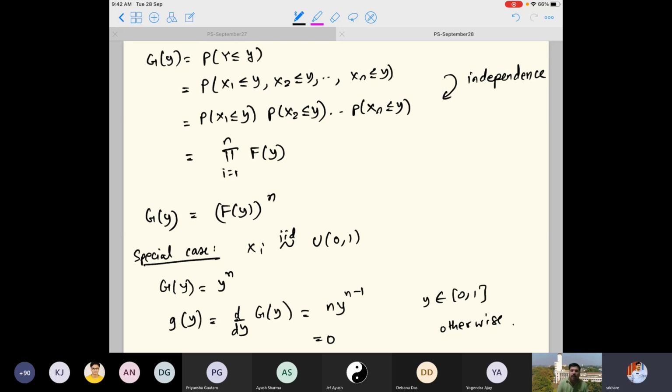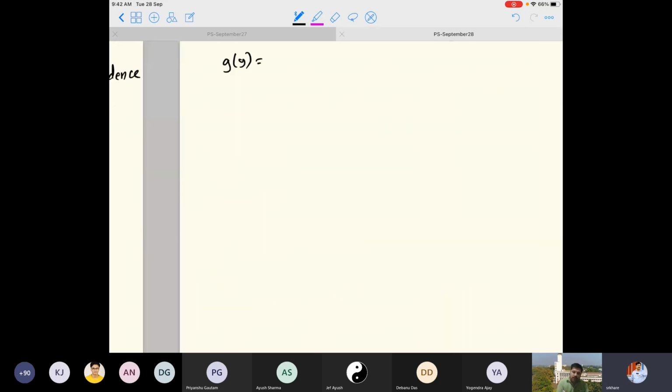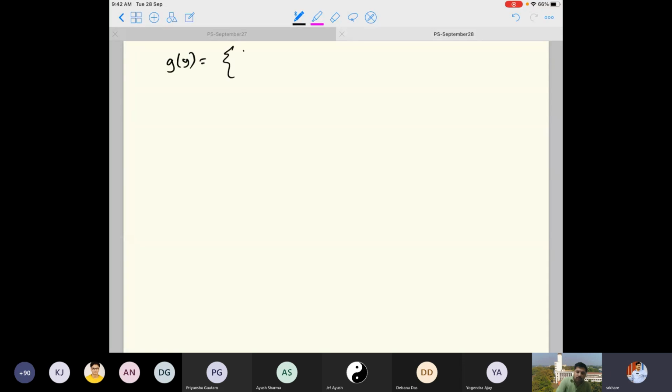So n y to the power n minus 1, right? So this is what you will have: capital G(y) is y to the power n, and the small g(y), the PDF, will be this. So let us write this density down once again. This is equal to n y to the power n minus 1 for y belonging to (0, 1), and equal to 0 otherwise. So can you identify this density? So this density is actually the beta density. This is Beta(n, 1). Can you check whether it is really Beta(n, 1) or not?